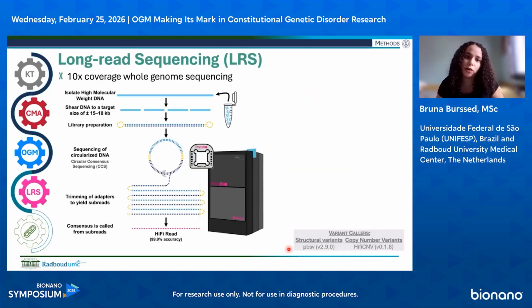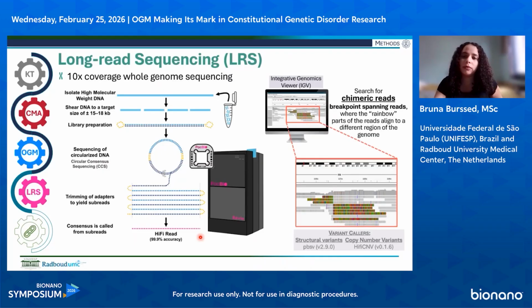So after that, we performed long-read sequencing with a low coverage of 10x throughout the whole genome so that we can precisely locate the breakpoints and characterize the junction points. We used high molecular weight DNA, which is then sequenced until we get HiFi reads, which present 99.9% accuracy. We used variant callers to do the analysis, but we also performed a visual inspection on IGV. And there we were looking for chimeric reads, which are these breakpoint-spanning reads, where these rainbow parts of the read align to a different region of the genome than the one that we are looking at on our screen. And here we can see the breakpoint.